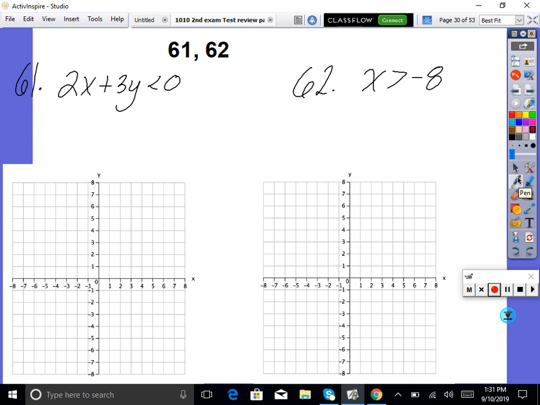Okay, looking at this one, I think we get the picture with number 61. Let's do number 62. We're going to x equals -8, which is right here, and it looks like it's a dotted line. And it says x values greater than the line, so that would be to the right. The x values greater than -8 would be this way.